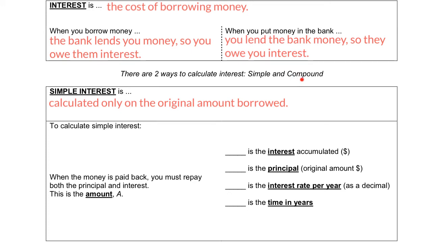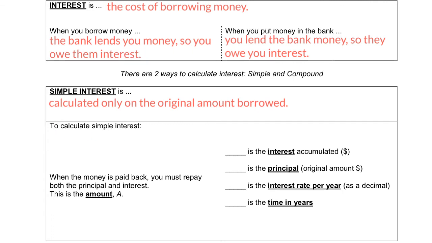So I'll go into that in more detail in Spiral 2, but with compound interest, you're getting charged interest on top of interest on top of interest. Simple interest is just calculated on the original amount borrowed. I'll leave it at that.